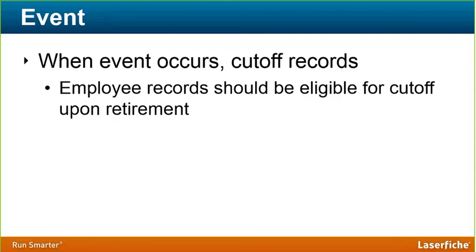And here we have an event cutoff. When an event occurs, that record is going to be cut off. So employee records should be eligible for cutoff upon retirement. So a specific event needs to occur in order for that record to reach its cutoff eligibility.